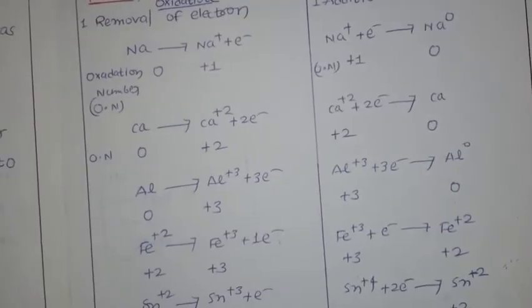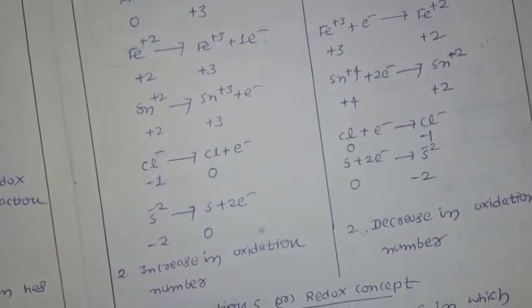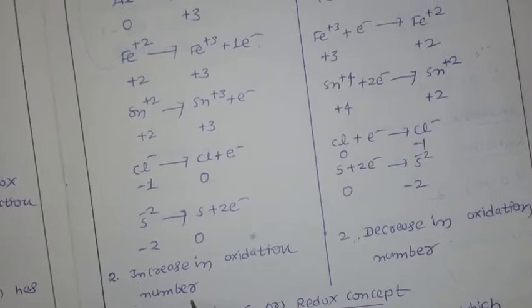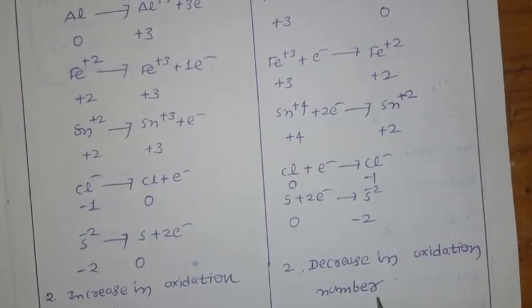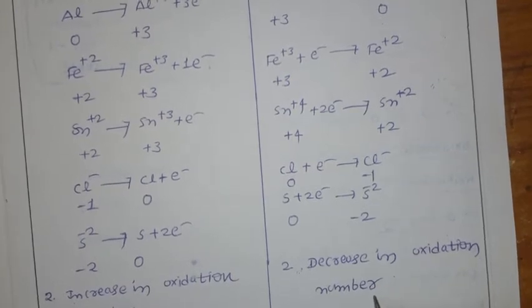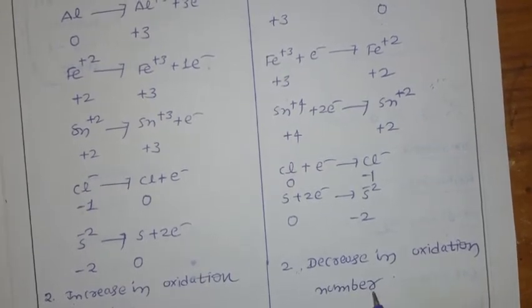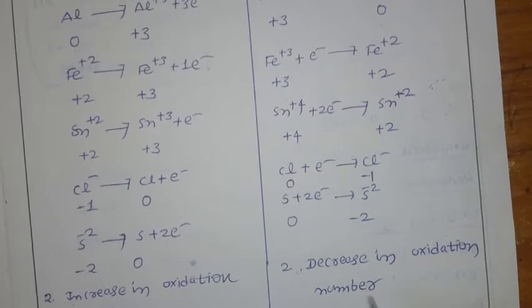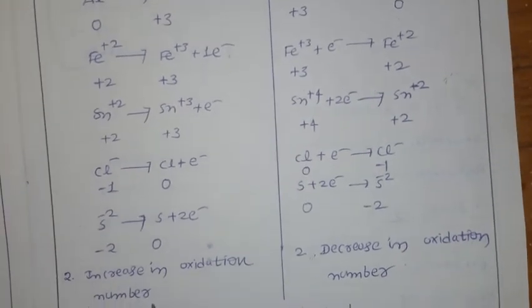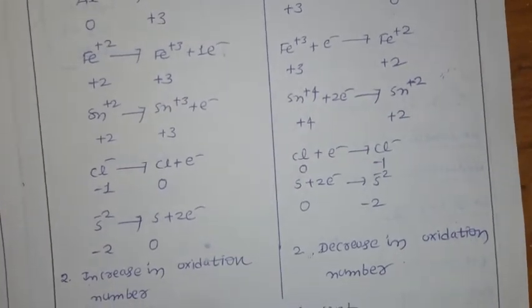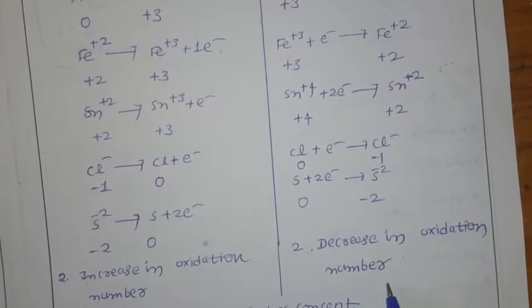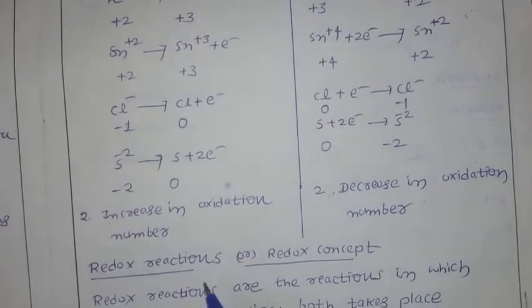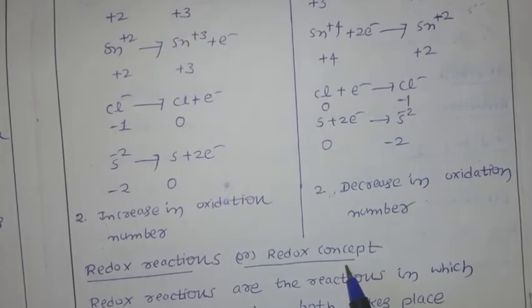Now let us discuss the definition of oxidation number according to the modern concept. An increase in oxidation number is called oxidation. A decrease in oxidation number is called reduction. This is very important. To know whether a reaction is a redox reaction or not, first you have to calculate the oxidation numbers. If there is an increase in oxidation number, that reaction is called oxidation. If there is a decrease in oxidation number, that reaction is called reduction.